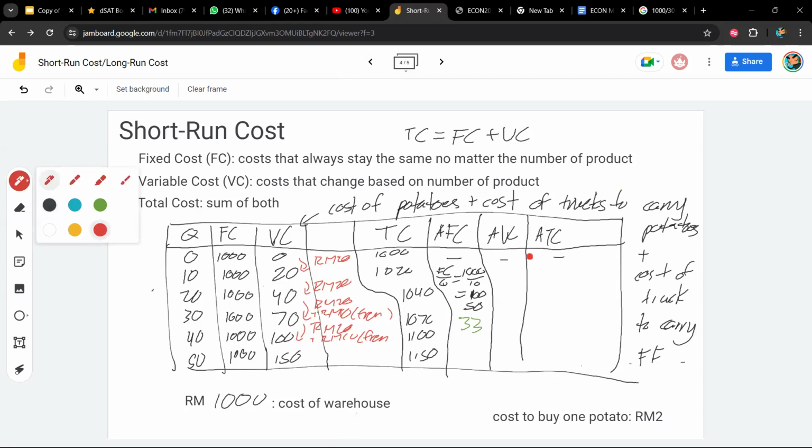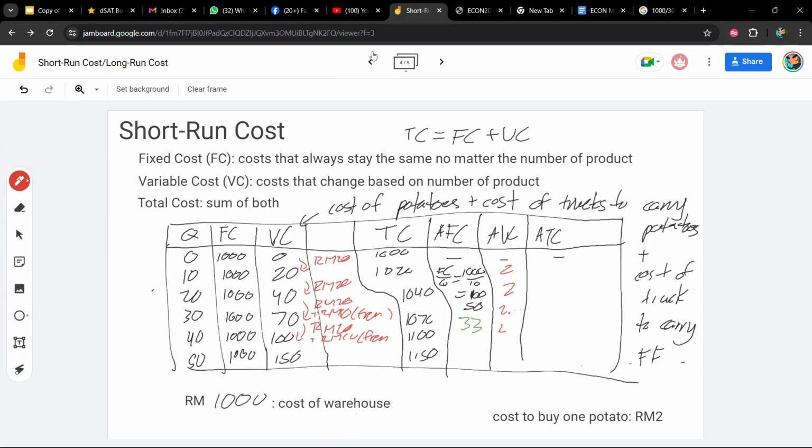But usually what will happen is that your average variable cost will decrease at first. So for example, this is 20 divided by 10. This will be 2. And this also becomes 2, because notice that all I had to buy were just potatoes. But later on, when I add in other variable costs, like 70 divided by 30, it will become like 2 point something. I can't really calculate that right now. 100 divided by 40, on the other hand, will be like 2.5. Basically the cost increases.